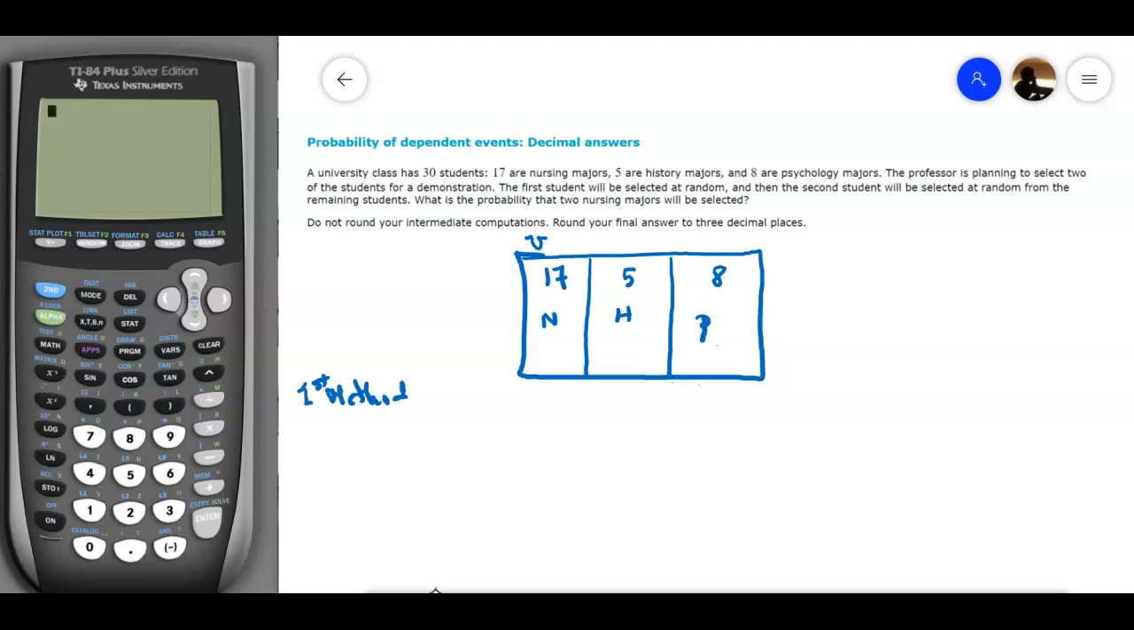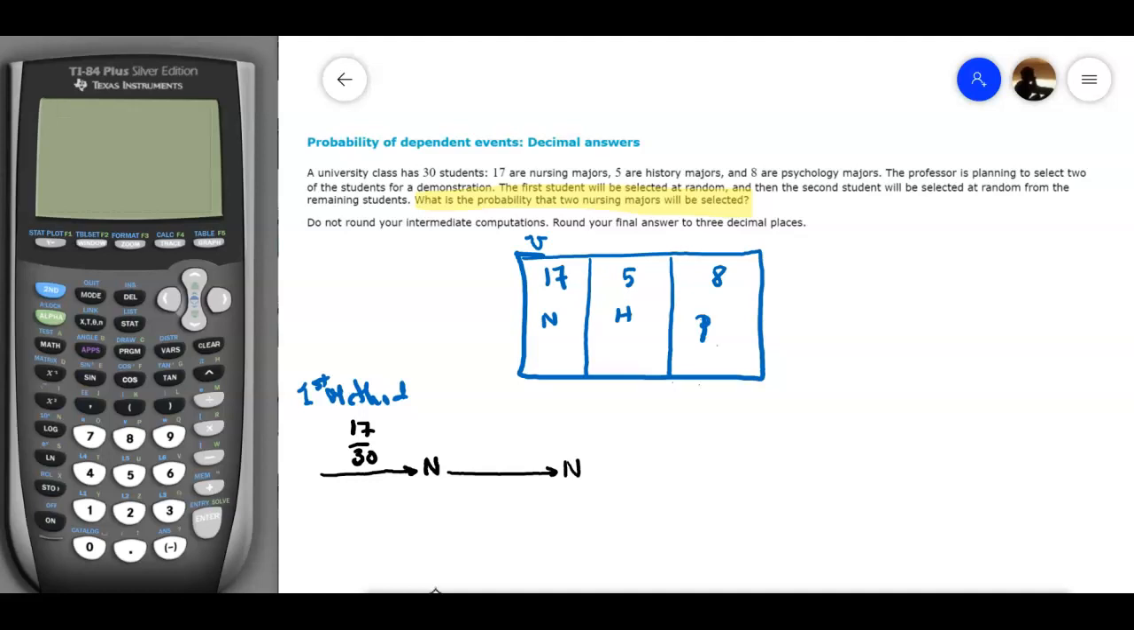So my question is, what will be the probability of selecting 2 nurses, given the fact that you are selecting two students at random, right? So what does this mean? It means that you're going to be selecting a nurse in the beginning, and the probability of selecting a nurse is 17 out of 30, right? We have 17 nurses and 30 students. And then once you selected a nurse, you're going to go ahead and select another nurse.